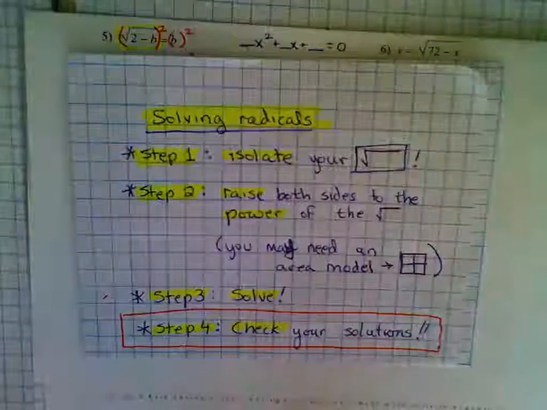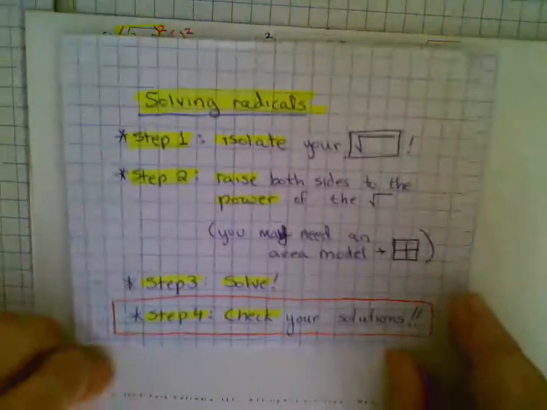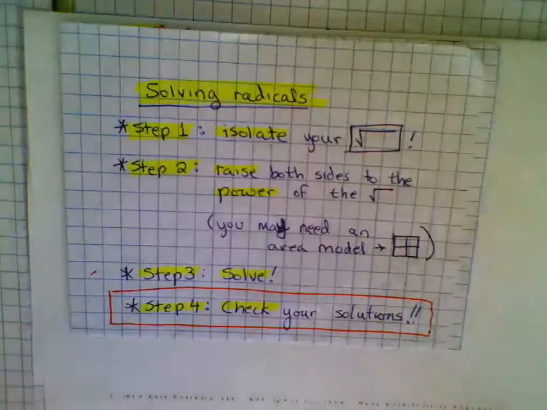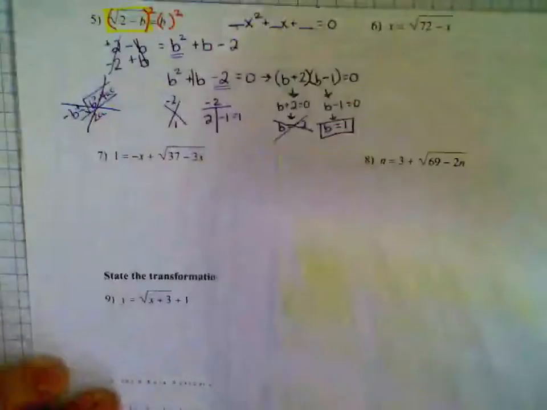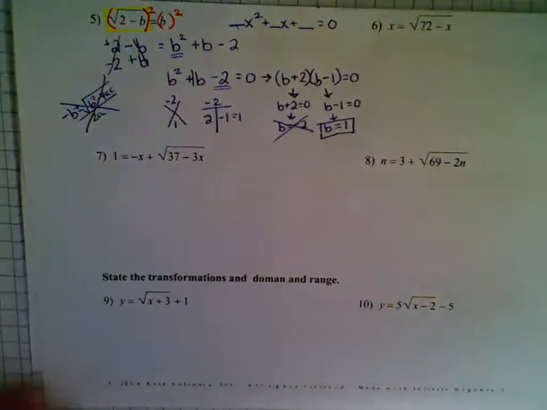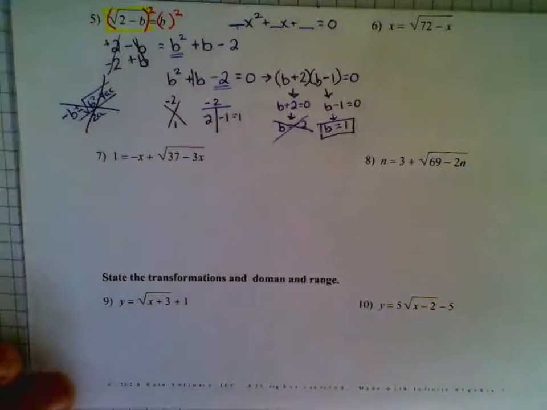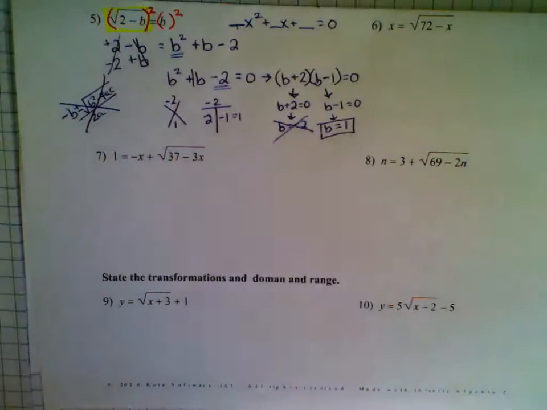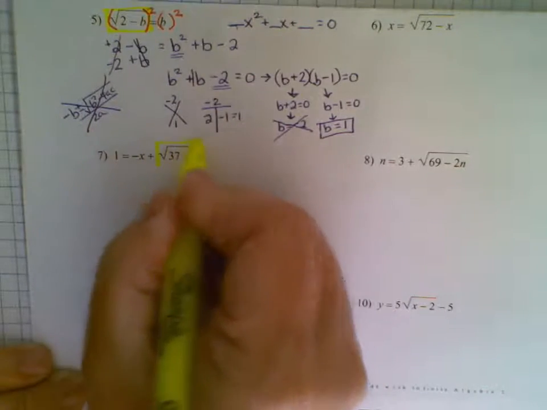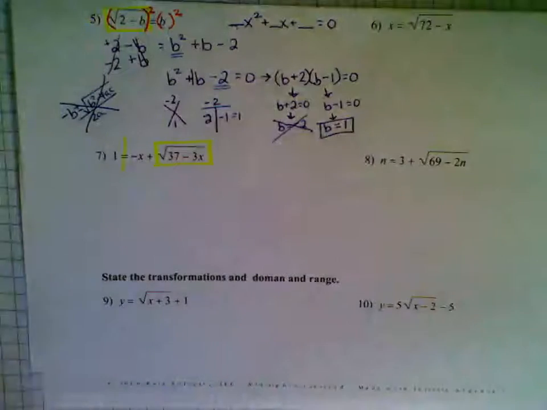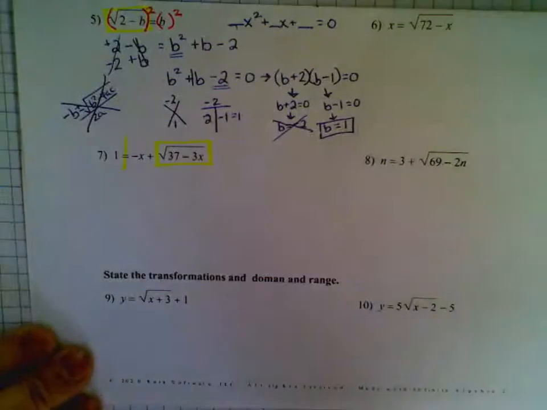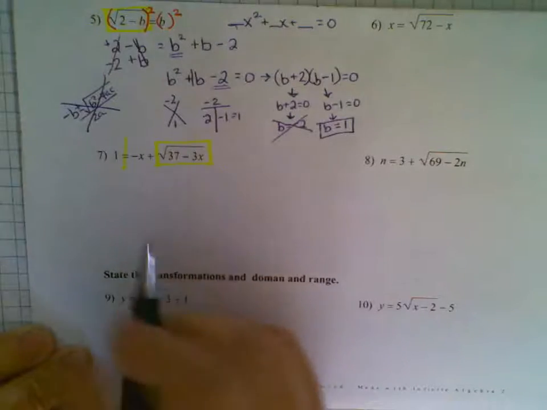All right, so just quick reminder of the steps. If you haven't already written those down, you're going to want to pause this video and write down those steps. All right, moving on. So for number 7, first I want to make sure that my radical is isolated. In this case, it's not, because on the same side of the equation, I have a negative x that is not inside the radical. So I need to get rid of that first.